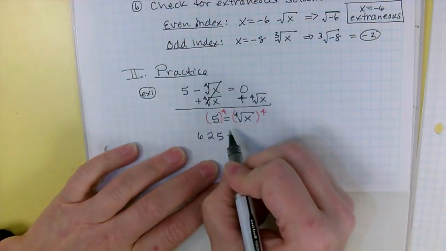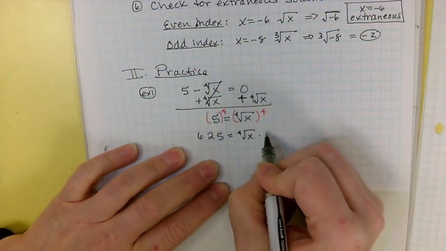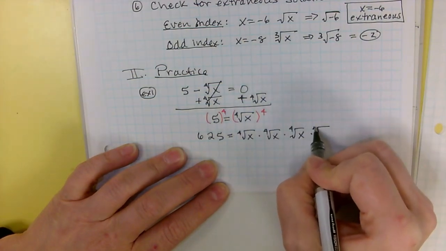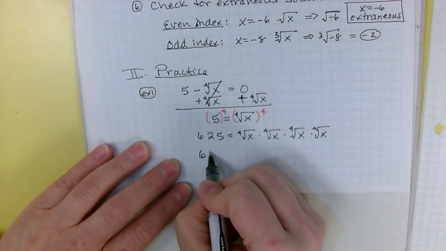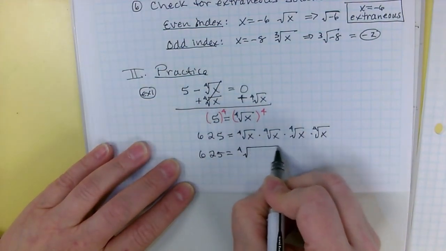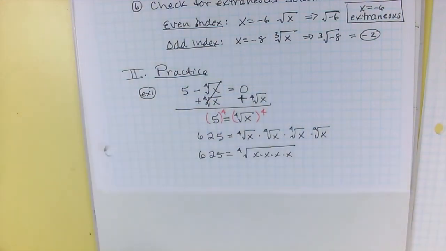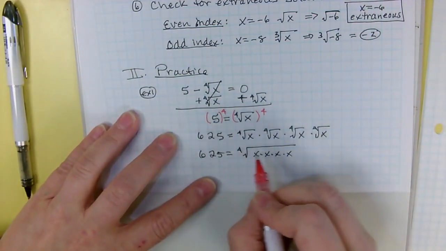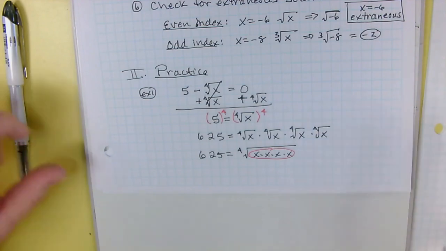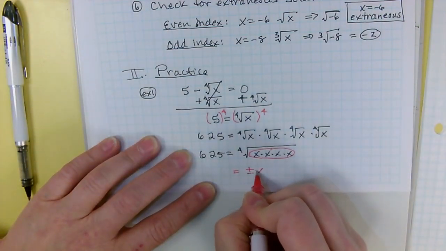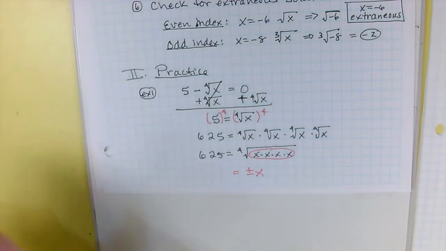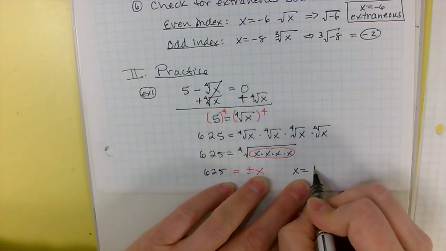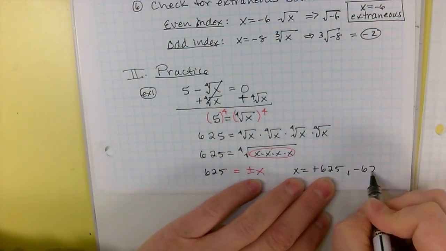When you exponentiate, you're basically making 4 fourth root x's, which we can then combine into the fourth root of 4 x's. And exponentiating works because we now have 4 x's under a fourth root. So 4 x's, 1 comes out, and it is positive and negative because the index is even. So I have plus minus x equals 625, which means that x equals positive 625 and negative 625.